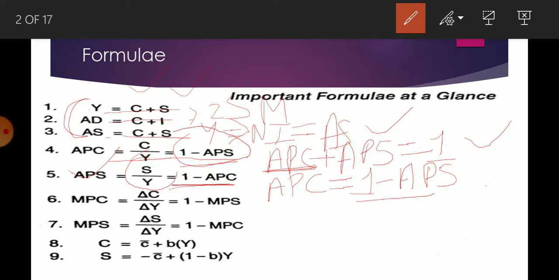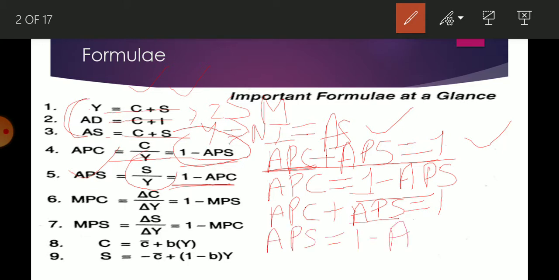Now this is the main equation. Suppose you have to find out APS. How will you find it? We know that APC plus APS is equal to 1. Now we want to find this value, so APS is equal to 1 minus APC. So both these equations have been derived from this equation.